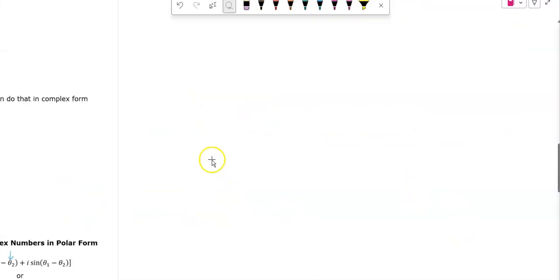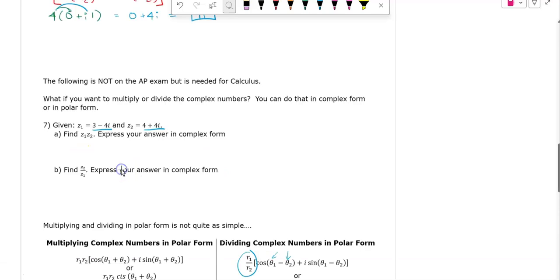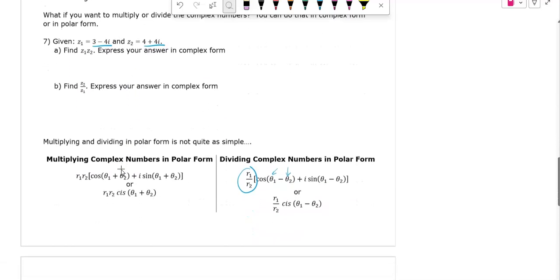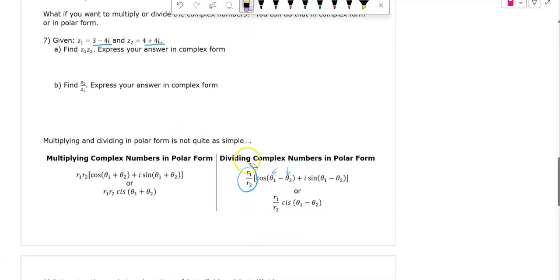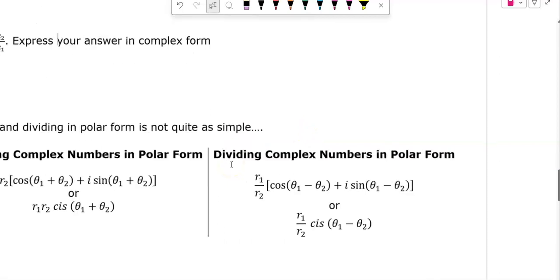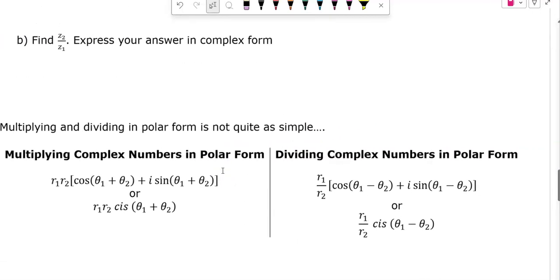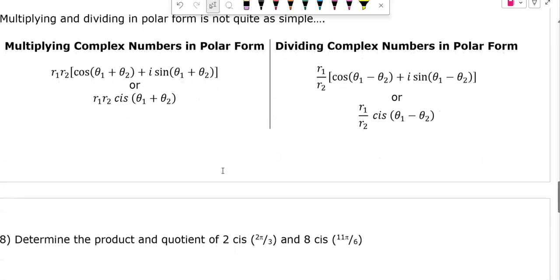All right, so now we're going to look at something else here. I have these equations down here to multiply complex numbers in polar form and dividing them in polar form. That's what we're going to go ahead and do right here.